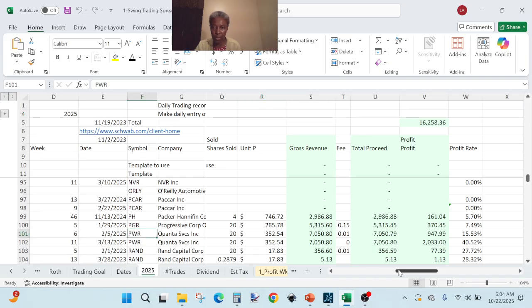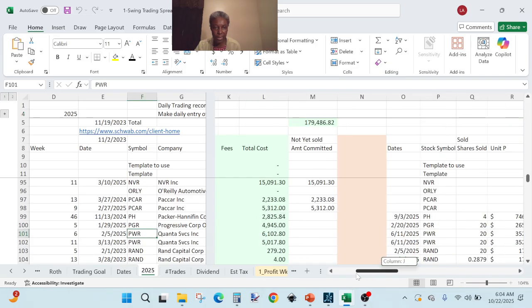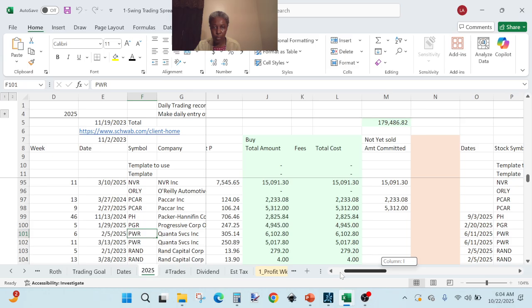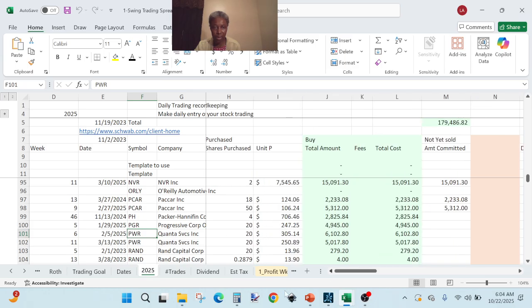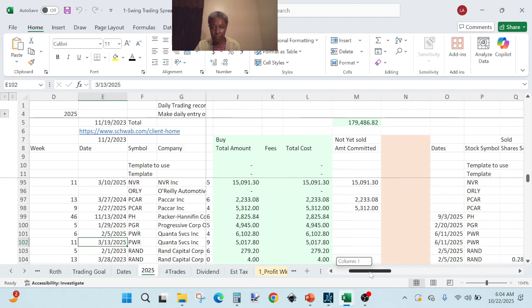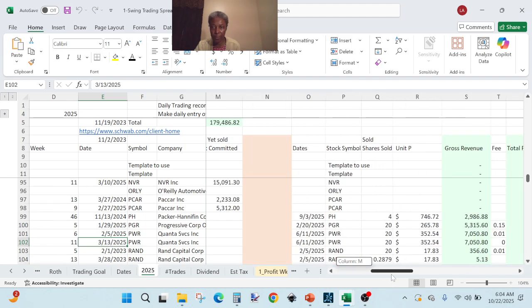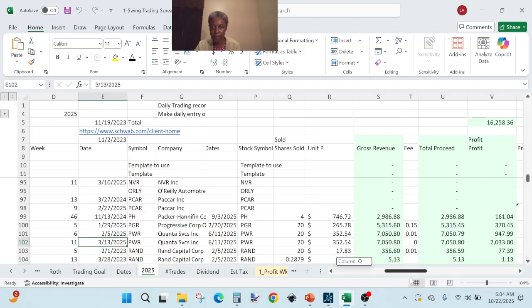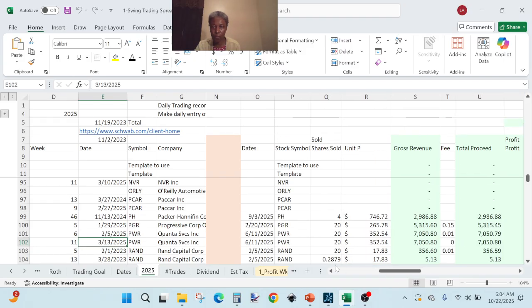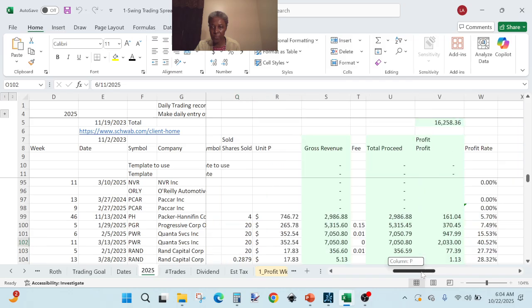So PWR, we purchased it in February for $3.05 a share, and we purchased it again when it pulled back to that support line and started going up from there. In fact, it was about a month later for $2.50, about $0.45 different a share in those. And then we sold both of them in June for $3.52.